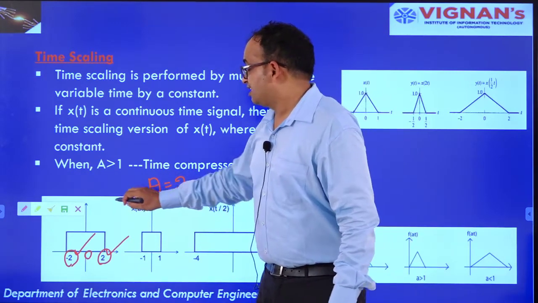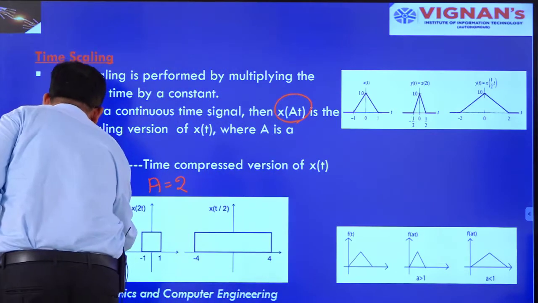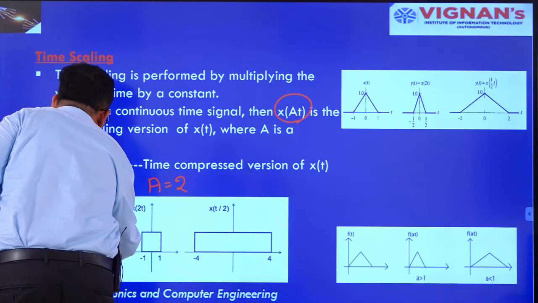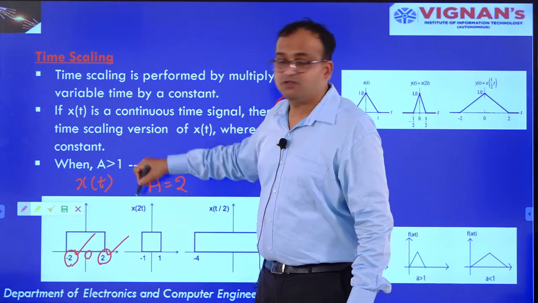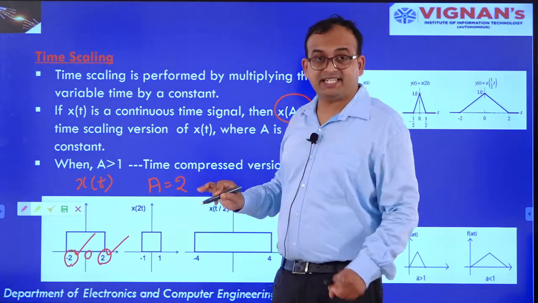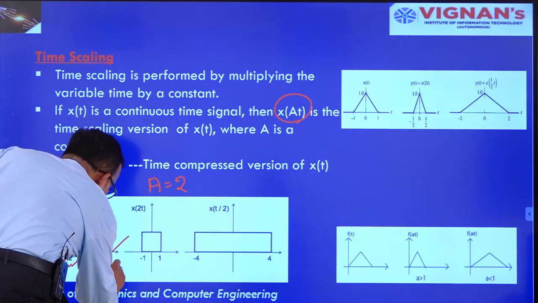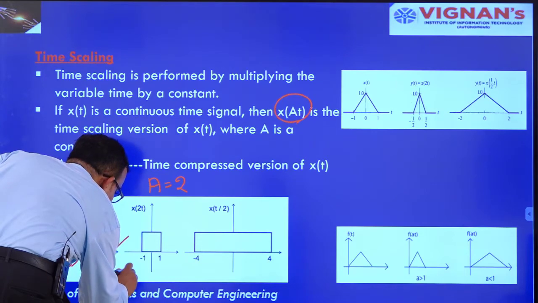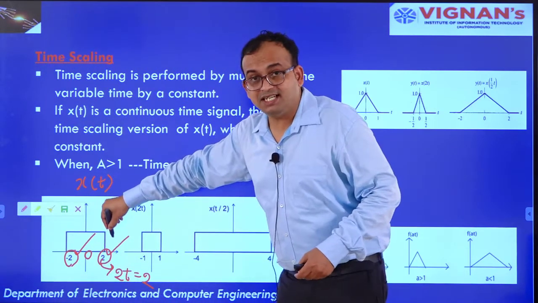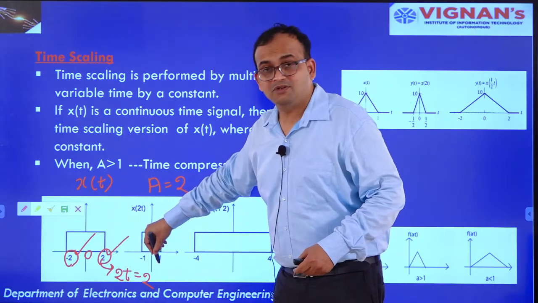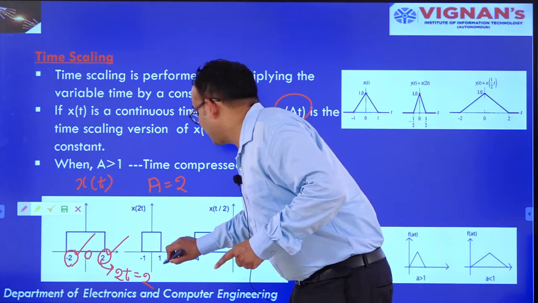Now we are changing from t to 2t. Previously the signal was x of t, and now we are changing the time domain from t to 2t. Very simply, for this instant we can take 2t equal to 2. So what is the value of t now? t is coming as 1.